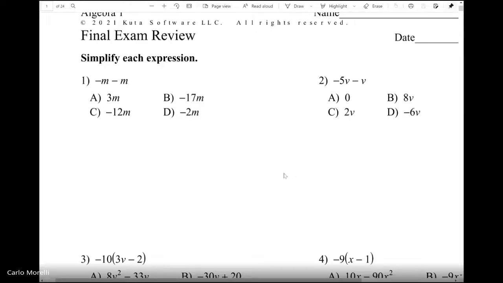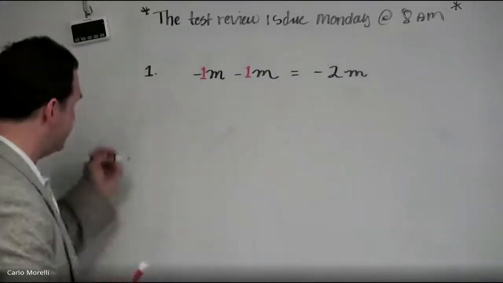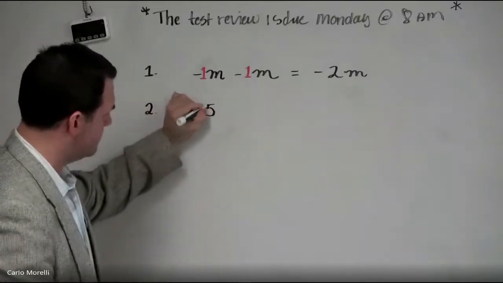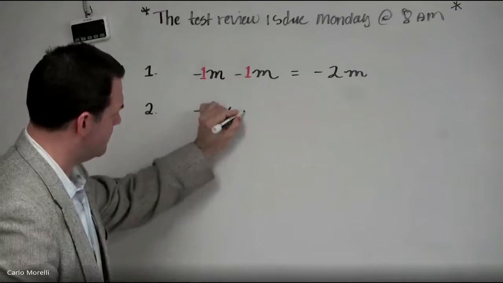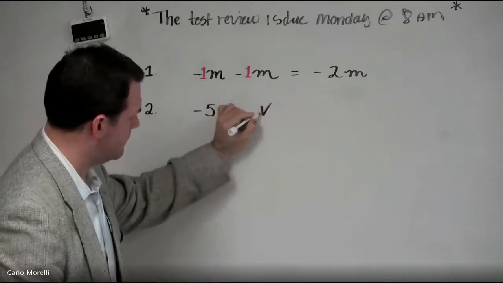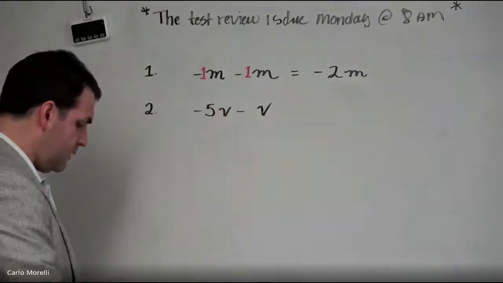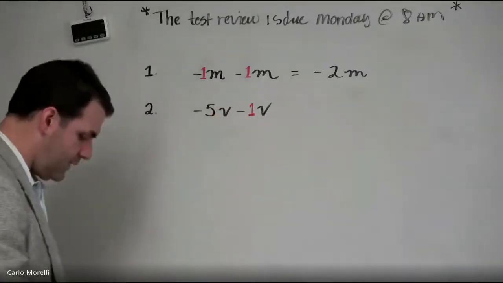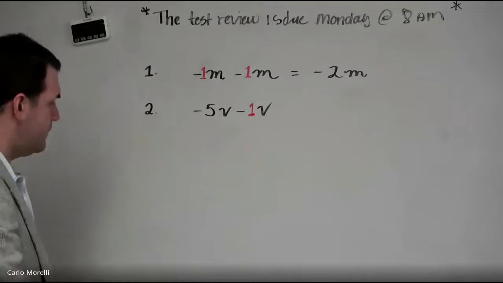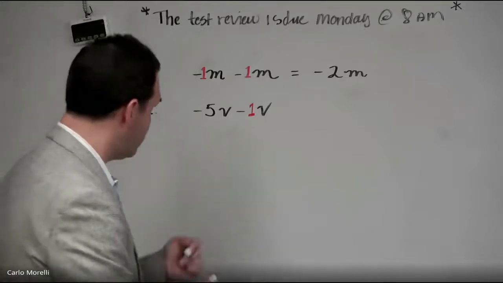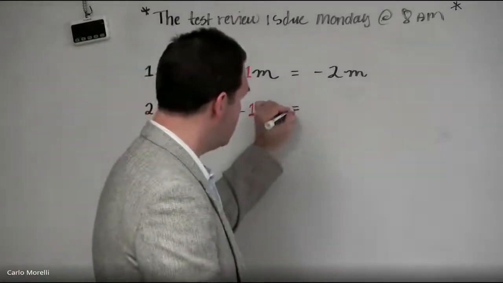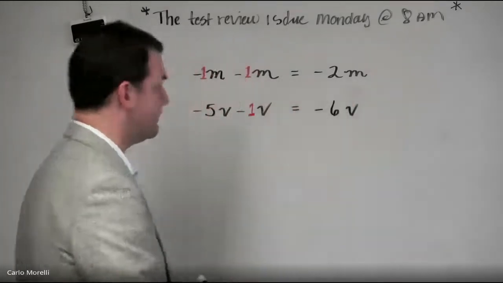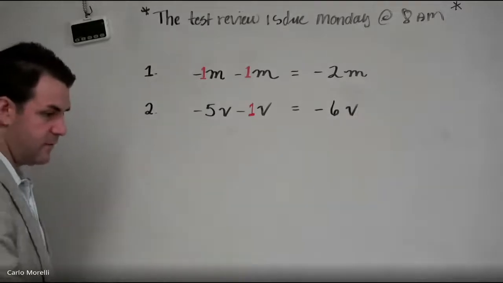Number 2, negative 5v minus v. Again, it will help you put that 1 there. So you're taking 1 away from negative 5, so it's going to be a bigger negative. It's going to be negative 6v. So far, this doesn't require a ton of work.